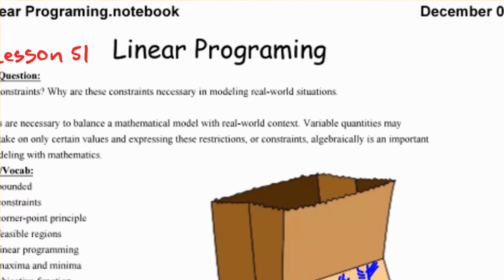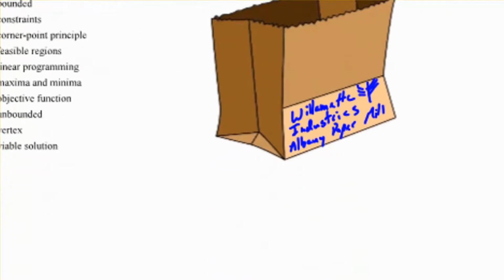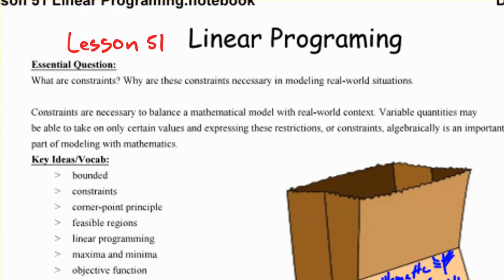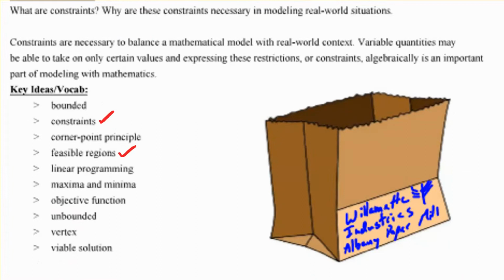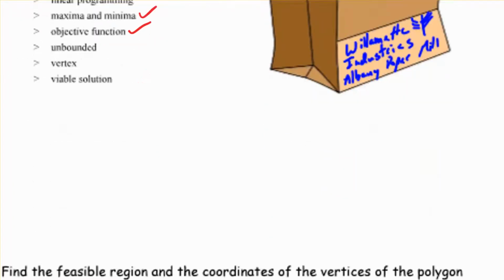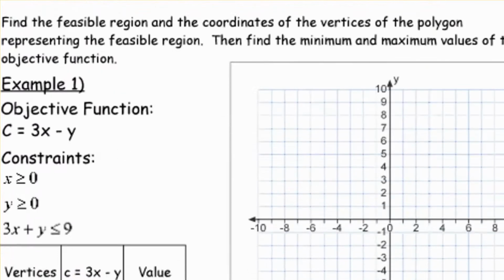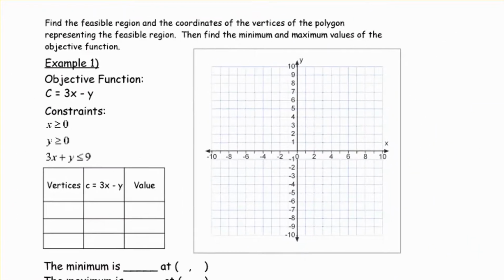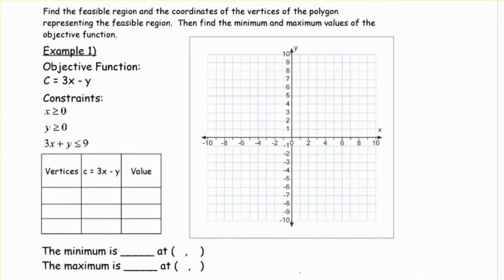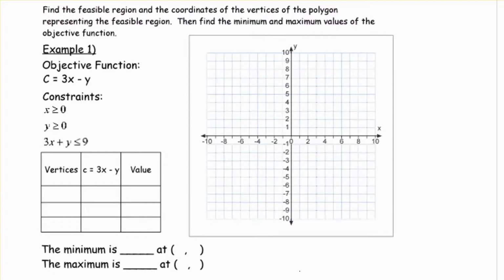Homework questions we'll skip. Today we're going over linear programming. And this is lesson 51, linear programming. We're going to learn some words like constraints, feasible region, maximum, minimums, objective function. So our equation here, or our objective function.